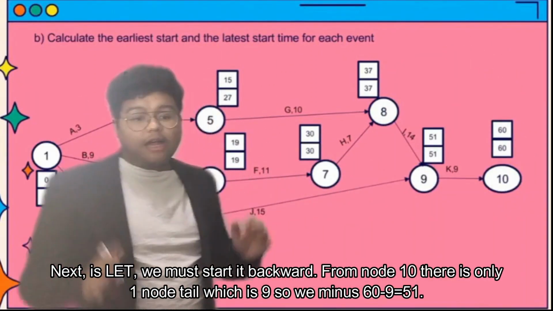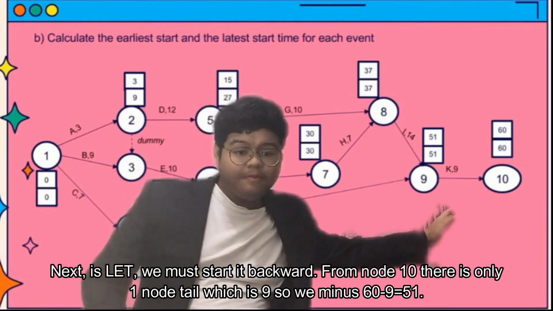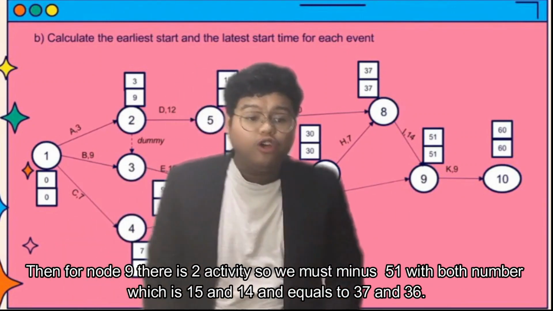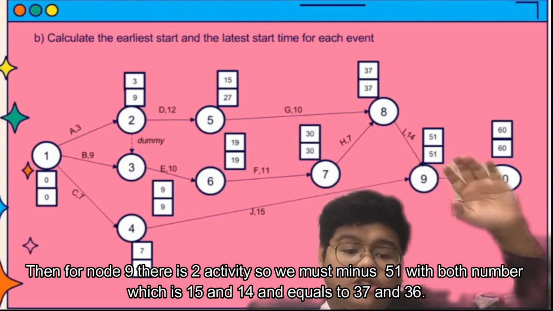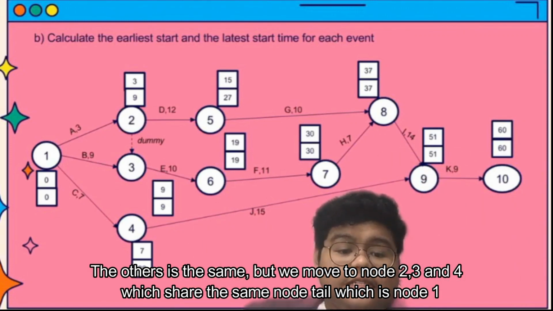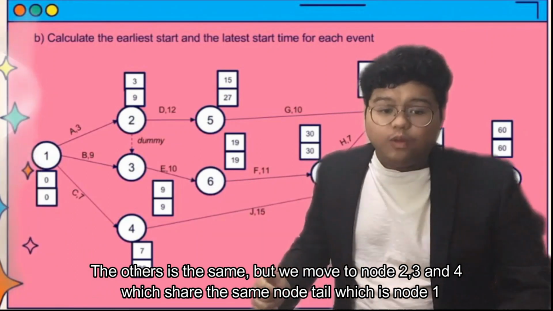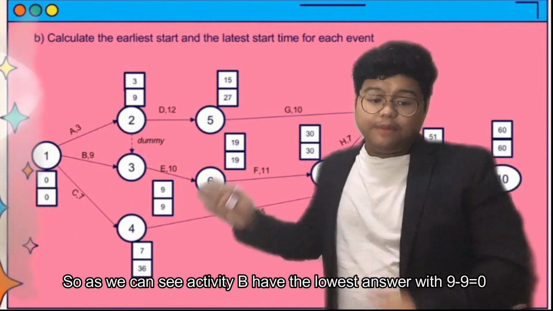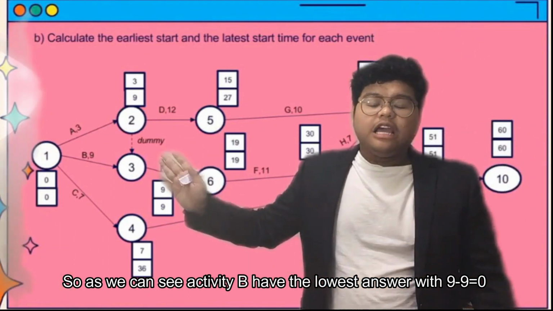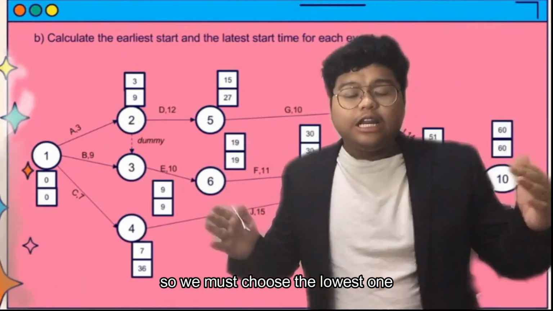Alright, next is LET. We must start backward. From node 10, there is only one tail node, which is 9. So we take 60 minus 9 equals 51. Then for node 9, there are two activities. So we must subtract from 51 both numbers, which are 15 and also 14, and we get 37 and 36. The others are the same, but we move to nodes 2, 3, and 4, which share the same tail node, which is node 1. So we must choose the lowest answer after we calculate it. As we can see, activity B has the lowest answer with 9 minus 9 equals 0. So we choose it, because we must choose the lowest one. I give it to Aish.